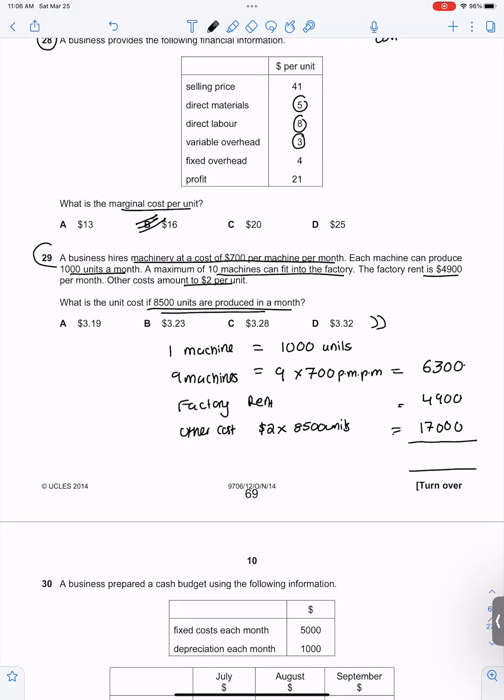6,300 plus 4,900 plus 17,000. So the total cost is 28,200. Now I have to divide this by 8,500 units. So 3.32. So option D.